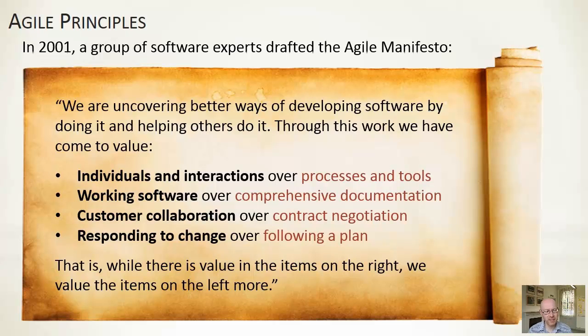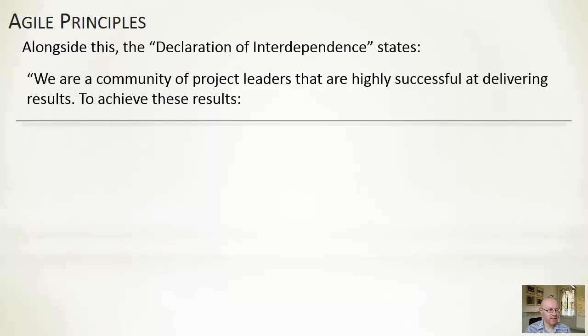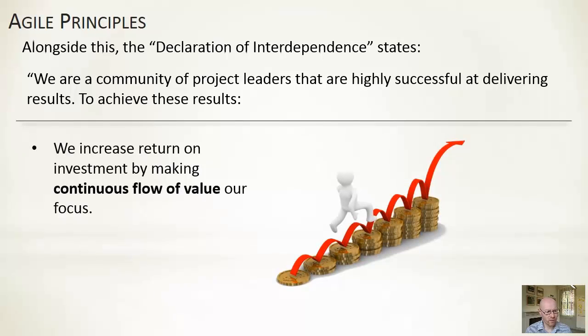So related to the manifesto, we also have the Declaration of Interdependency. It says we're a community of project leaders that are highly successful at delivering results. To achieve these results, and again, there are a number of things here, we'll have a look at each of them. They're all good characteristics of Agile approaches. We increase return on investment by making continuous flow of value our focus. Now, most of these we're going to have to restate in terms of everyday language.